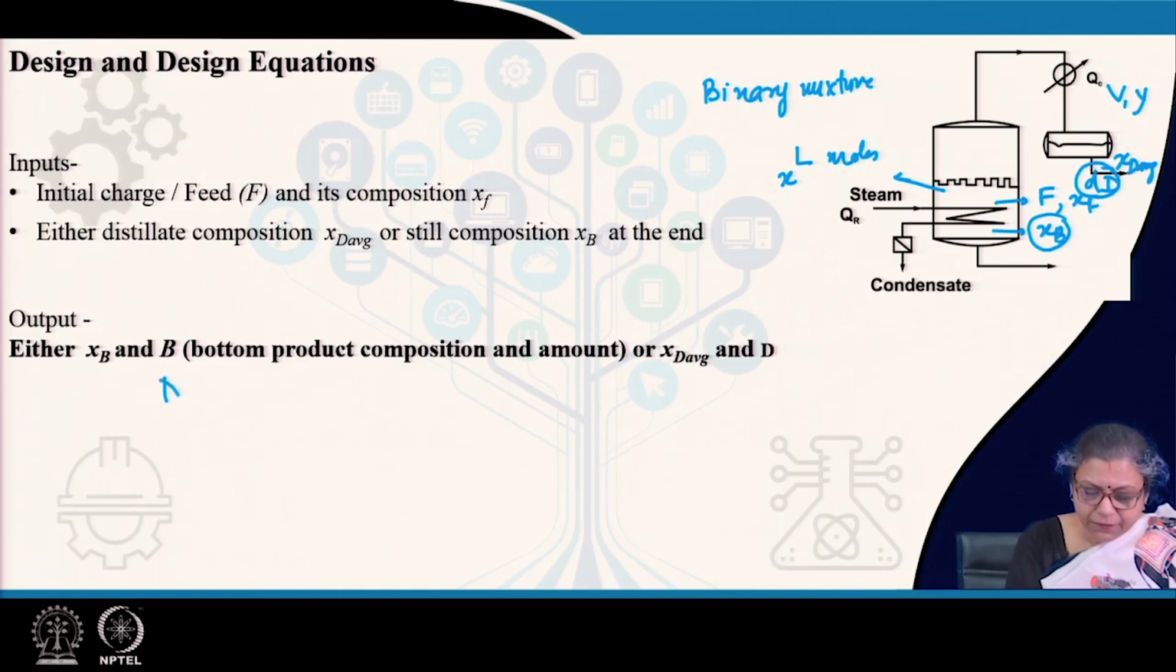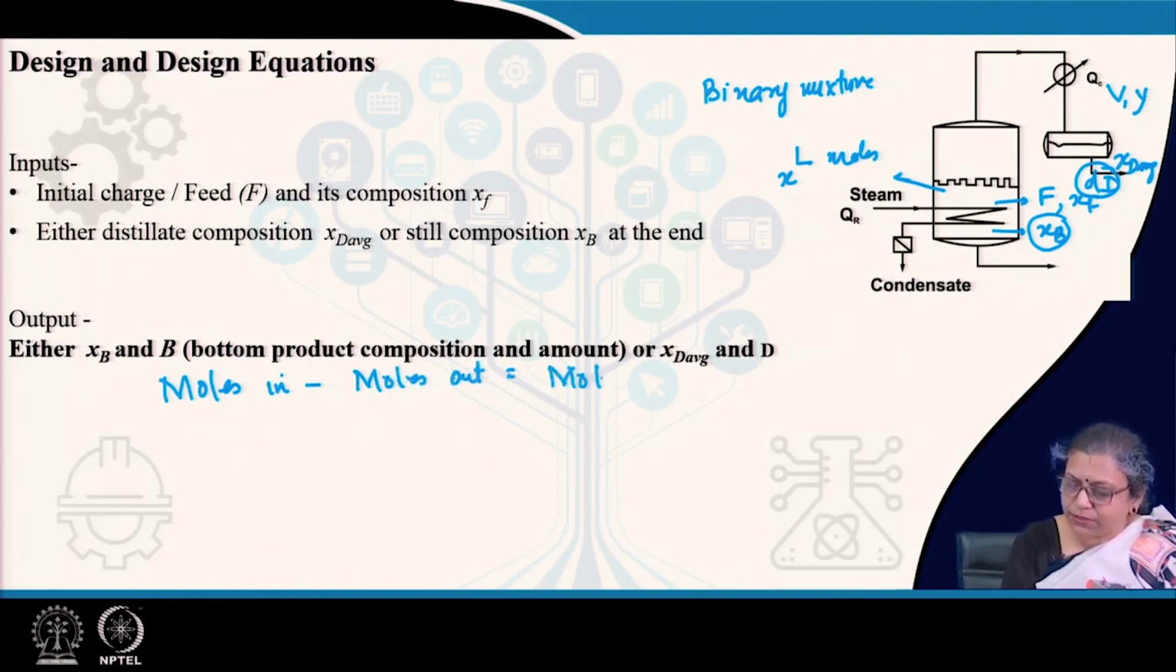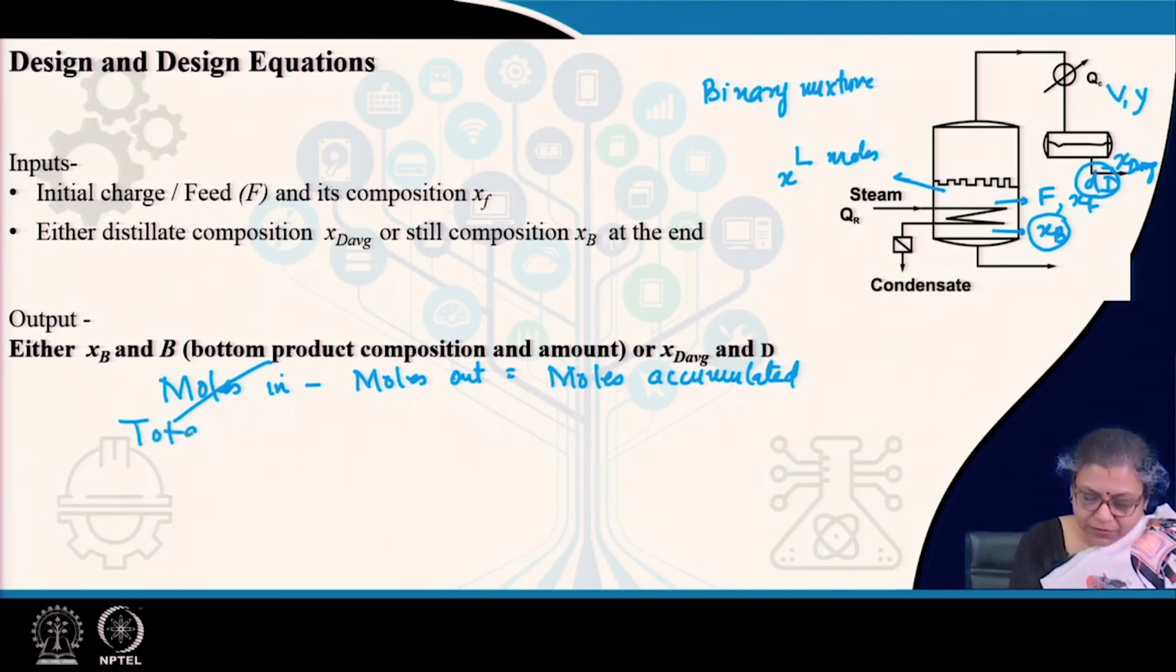So, if I start from the basics, I know that moles in minus moles out is naturally equal to moles accumulated, the basic mass balance equation. In this particular case, we do not have any moles in. Therefore, moles accumulated will be equal to minus moles out. Tell me, if I do the total material balance, what is the moles out? dD amount at that particular instant of time. What is the moles accumulated? dL for that instant of time.